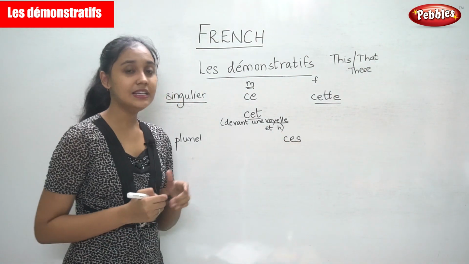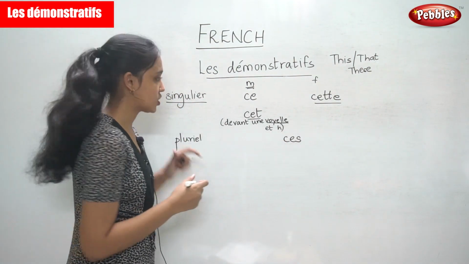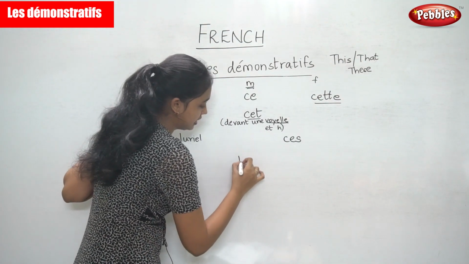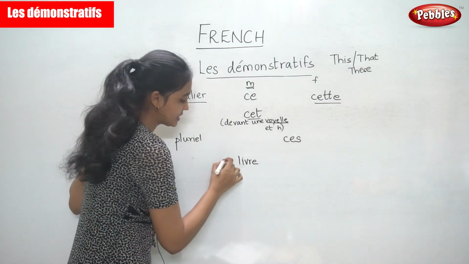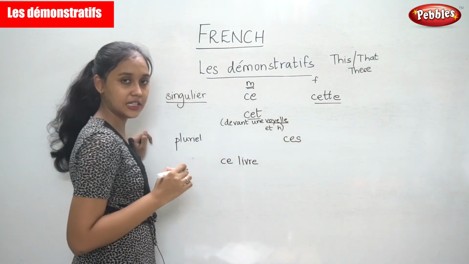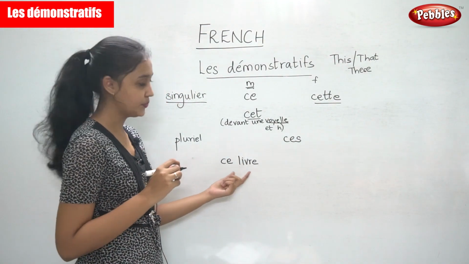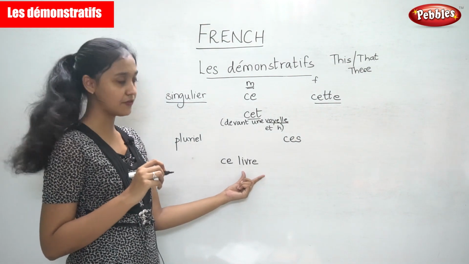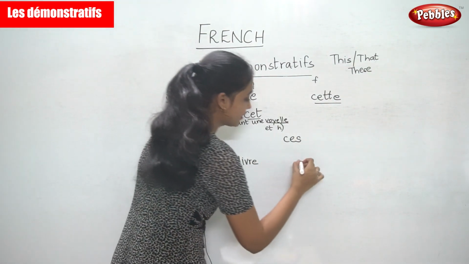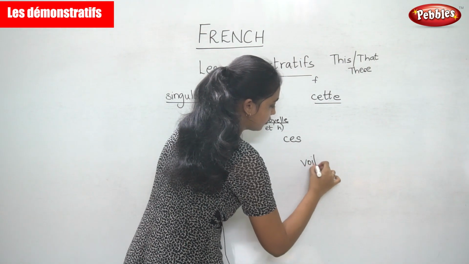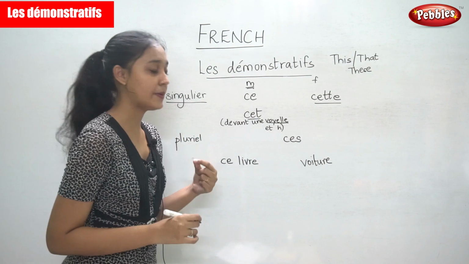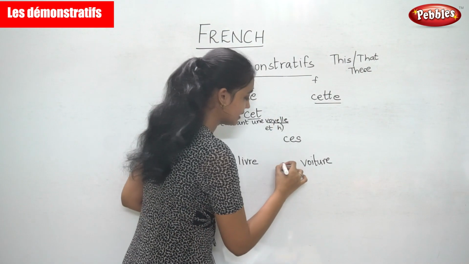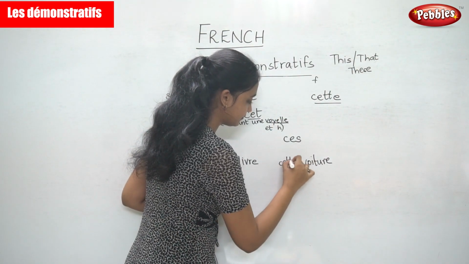So for example, let us take what we took in the previous concept. So livre is masculine. So we say ce livre, this book, ce livre, because livre is masculine. If you take the example of voiture, so this noun is feminine, so we will write cette voiture.